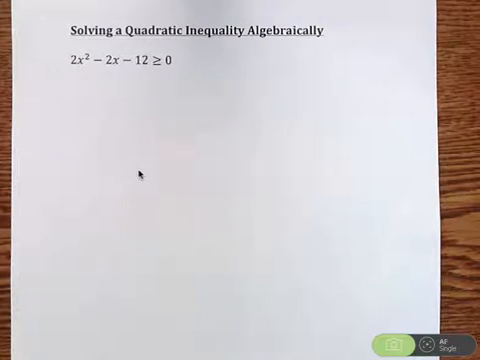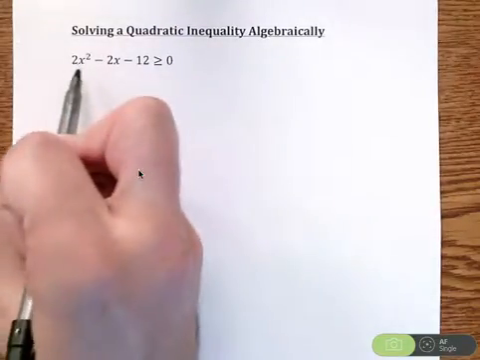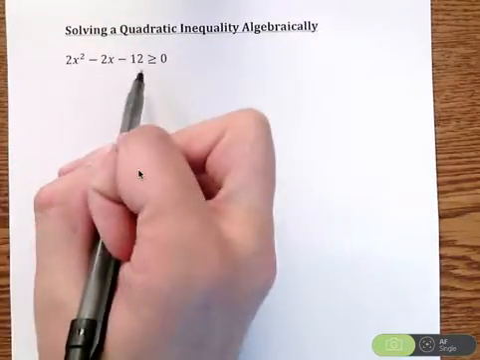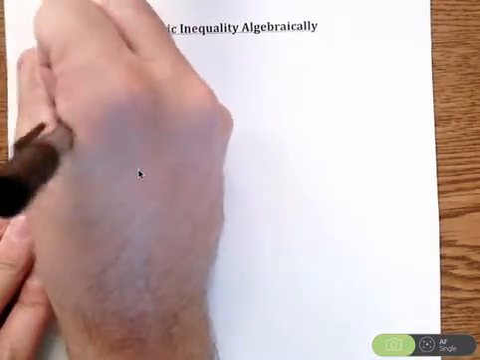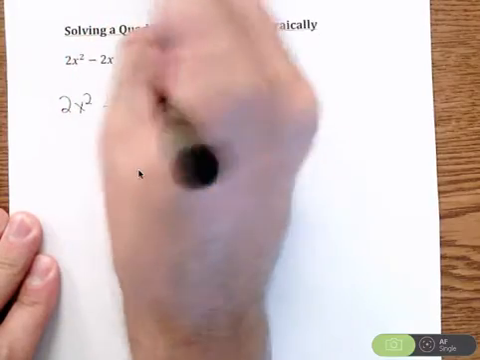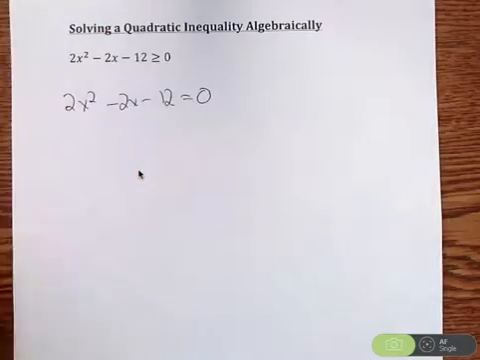Alright, in this video tutorial, I'm going to solve a quadratic inequality algebraically. So we already know how to graph these, but now we're going to solve these algebraically. So first thing we have 2x squared minus 2x minus 12 is greater than or equal to 0. First thing I'm going to do is, since we're solving, I'm going to make this equal to 0.